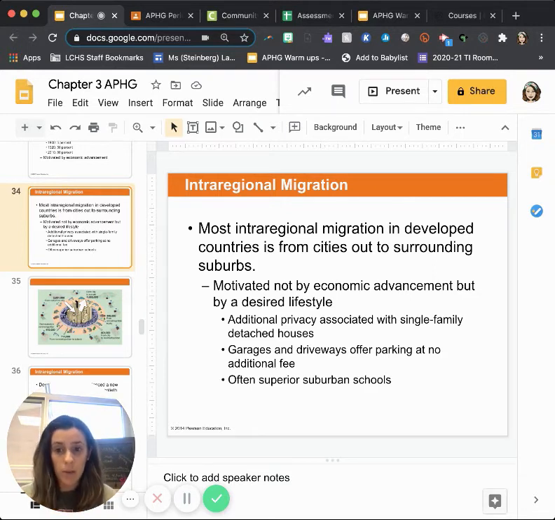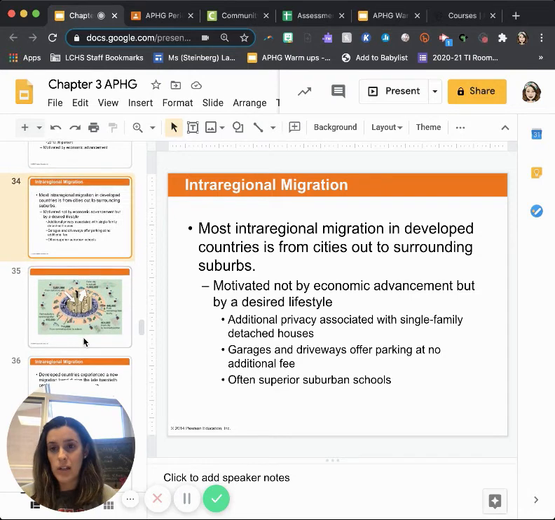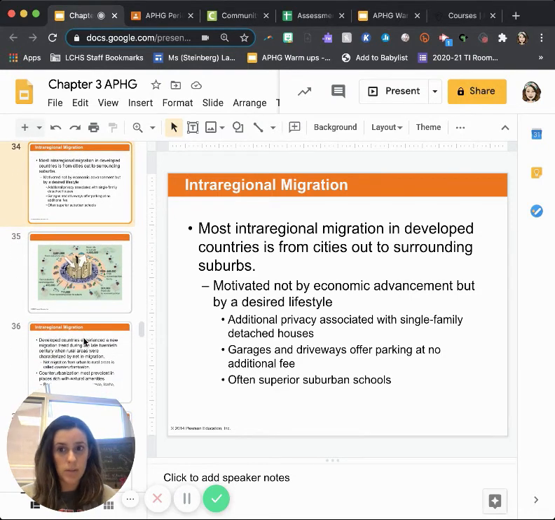Out in the suburbs, we typically have better schools, bigger houses. People can have a driveway and a garage, and can have all those conveniences that we can have in the suburbs that don't necessarily exist in urban areas. There's additional privacy associated with single-family detached houses. Garages and driveways offer parking at no additional fee, and there are often superior suburban schools.